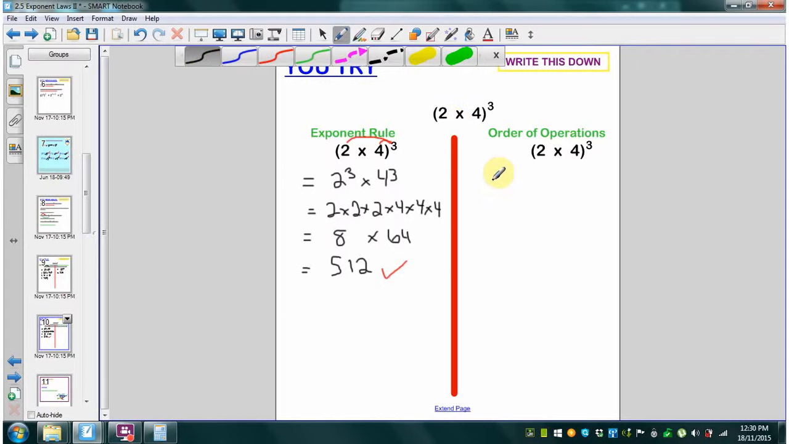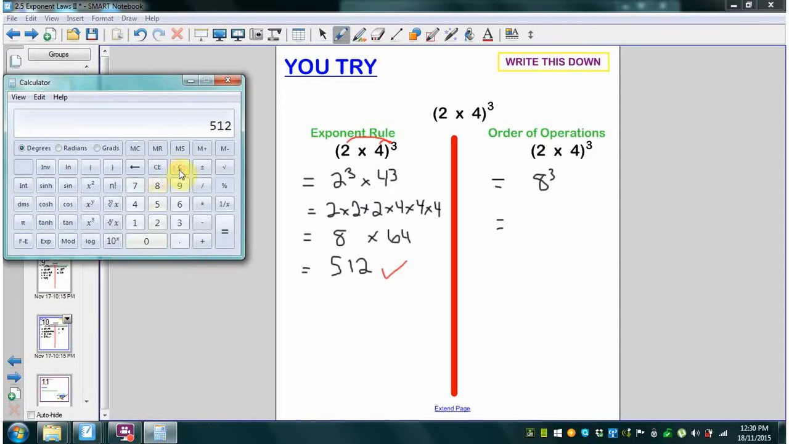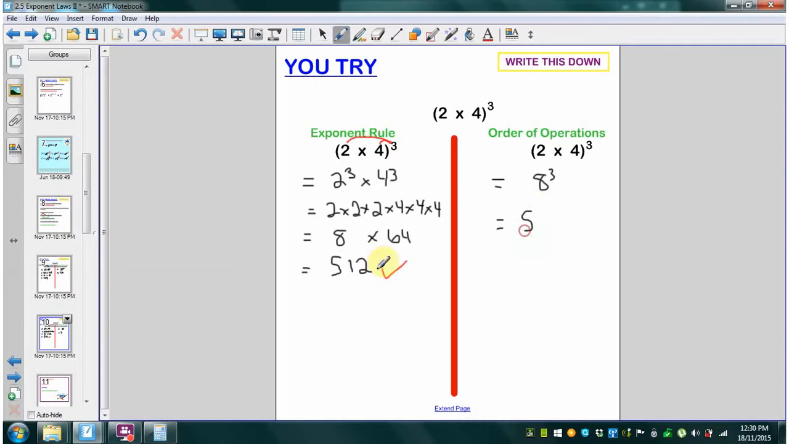Okay, so let's try order of operations now. Do what's inside your brackets first. So 2 times 4 is 8. And we bring down our exponent. 8 cubed. 8 cubed is, use our calculator, 8 cubed is 512. And that's exactly the same as this, which it should be. Two different ways to get the same answer. So if you got that, big check mark. Alright. If you've done all that right, you're ready for some practice work. If not, please pause and make sure you're straightened away before you attempt your practice work.